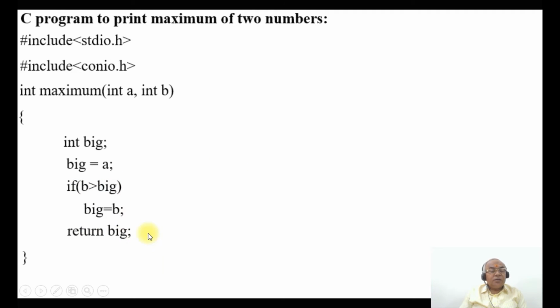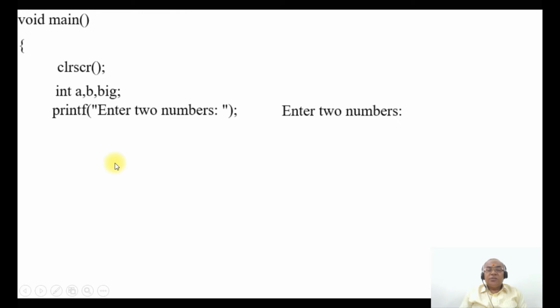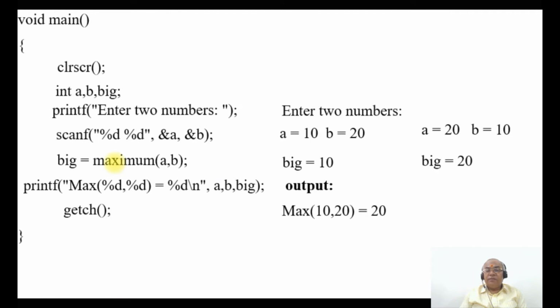Then return the big value. What is the big value? The big value is 20. So that is how it will be executed. What will be the output of this? The maximum of 20 comma 10 will be equal to 20. So this is how you will be able to execute this program.